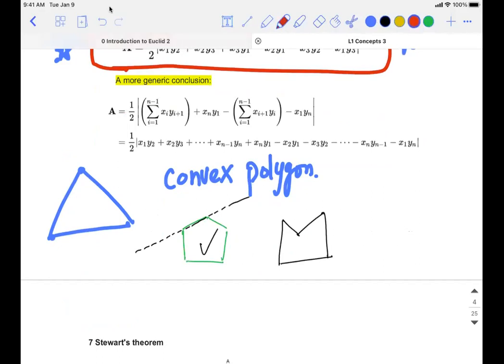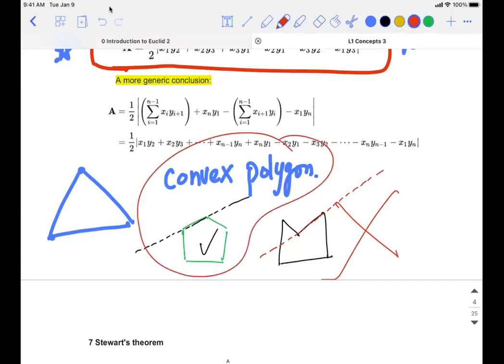However, if you have a shape like this, it is not convex, right? Because if I extend this line, you're going to see not the entire shape is on the same side. Some of it is on the left, some of it is on the right. So this is what we call concave. This one is not so important in our high school territory. Our high school territory focuses on the convex.